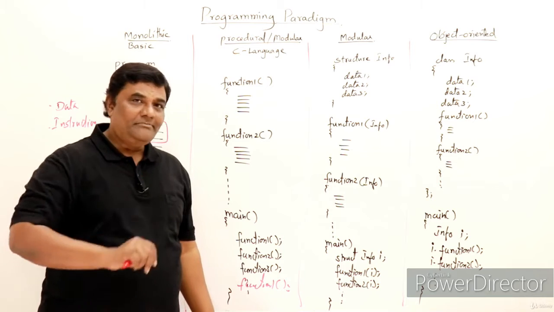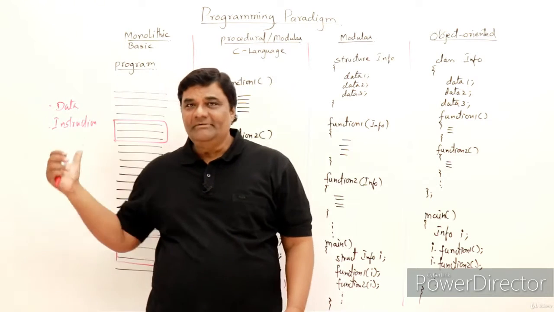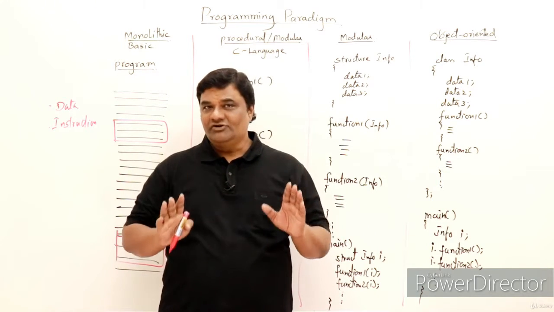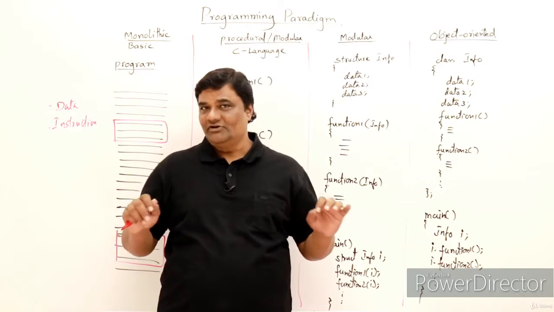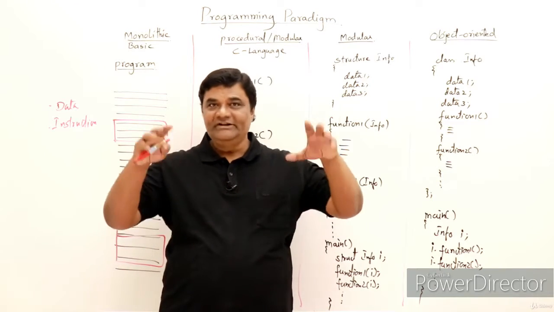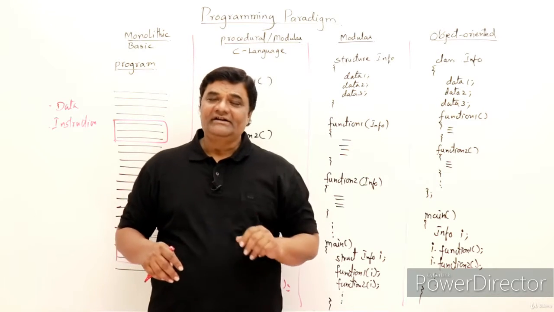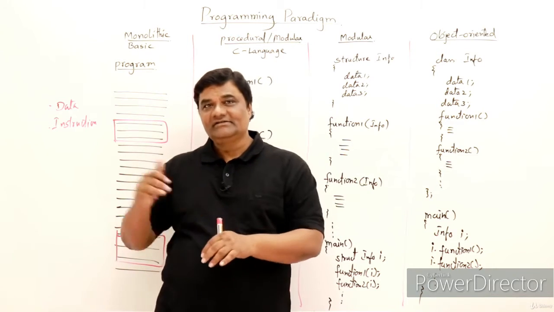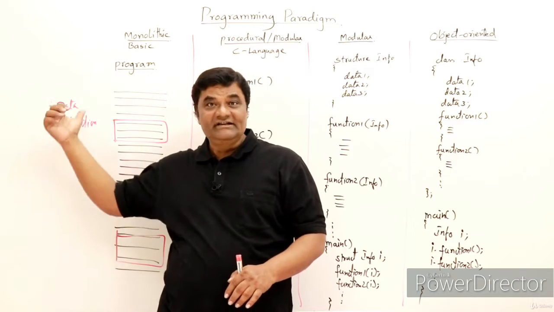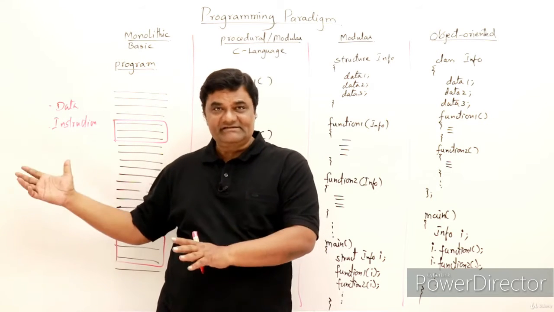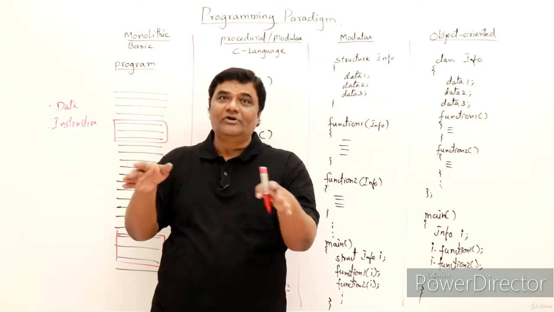Now, one more example I'll give you. Procedural programming means if a person is running a shop, he alone takes care of the shop. Cleaning of the shop, opening of the shop, dealing with the customers, purchasing and maintaining inventory, everything he takes care of, right? So a single person handling the complete business. It is possible for a small business.